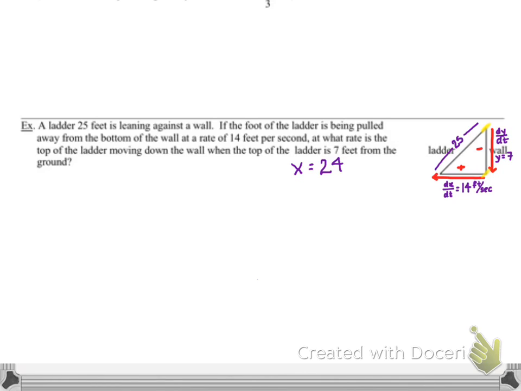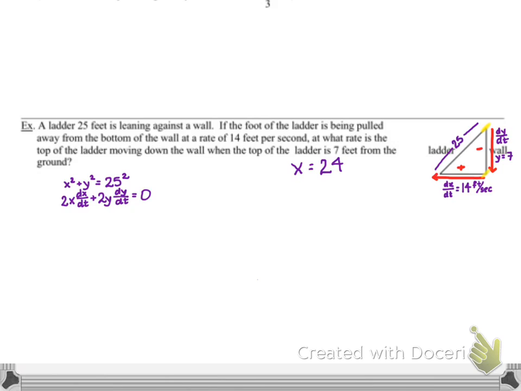We know what dx dt is at this particular moment in time. We also know that we have a right triangle. We don't know anything about the angles, so it's pretty safe to assume that we're dealing with the Pythagorean theorem, so let me write that down real quick. And you can write it this way because that 25 is a constant. Now we're going to take the derivative of both sides so that we can take into account the rates.